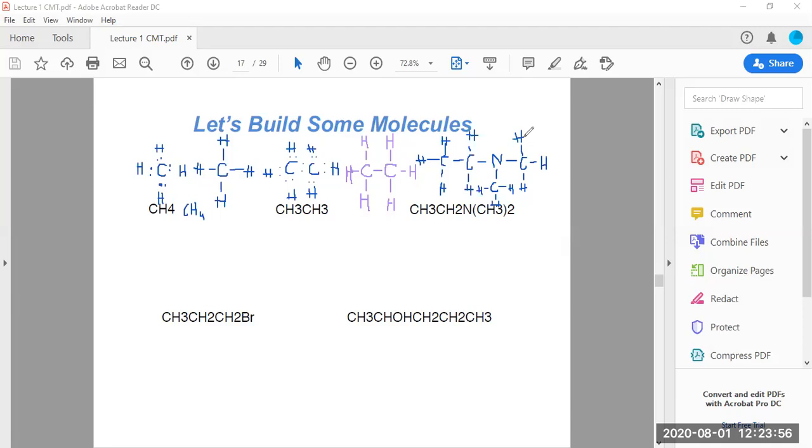So since this is our first session, I don't want to go too much into the long and complex one because there's another trick for that. So I want to practice more with drawing these bonds. Okay, so let me put some examples down.